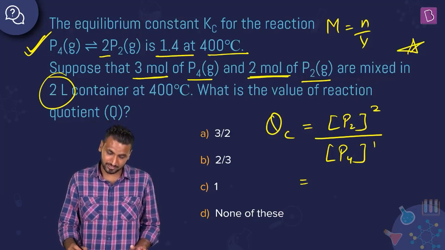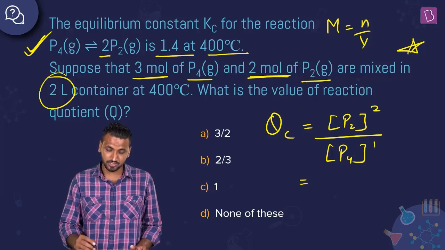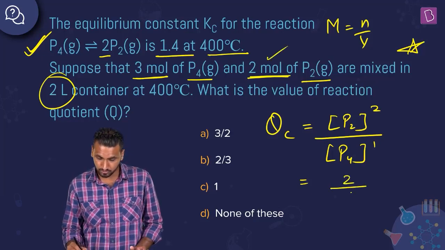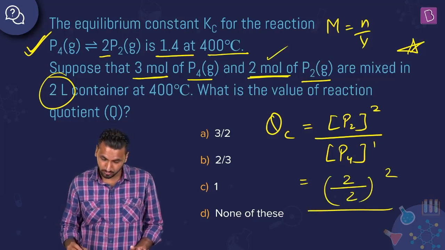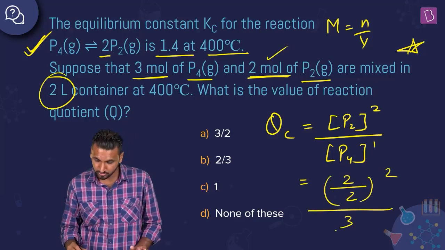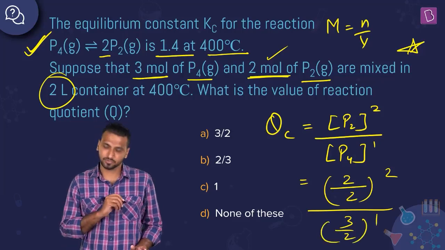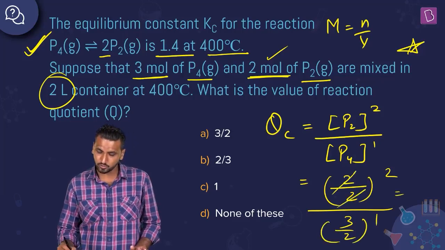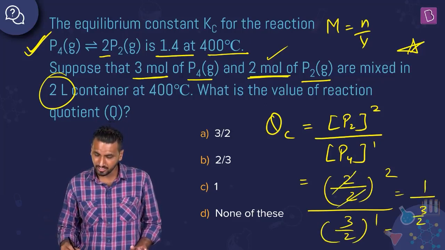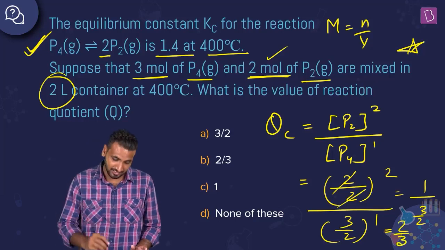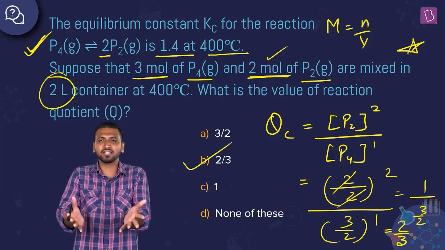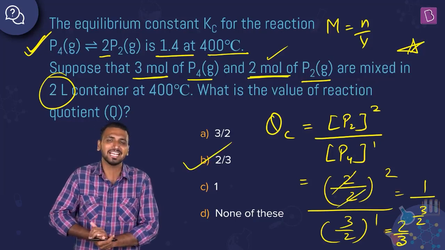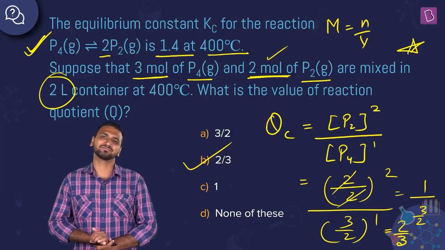So if I just write the concentration for P2, the moles are 2, the volume is 2, raised to the power 2, upon, for P4, the moles are 3, the volume is 2, raised to the power 1. Cool. So 2 gets cancelled, 1 square is 1, upon 3 by 2. 2 will go in the numerator. Final answer will be nothing but 2 by 3. And that's what I see in option B. B for Bombay or B for BYJU'S or even B for Basir is going to be the right answer to this question. Thank you.